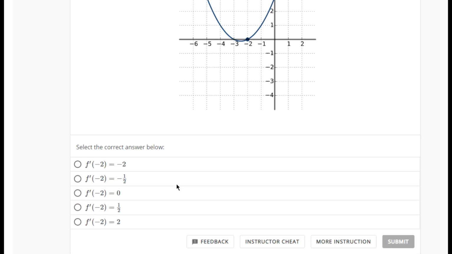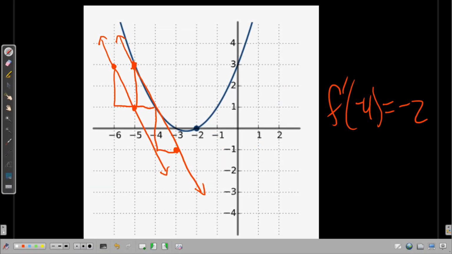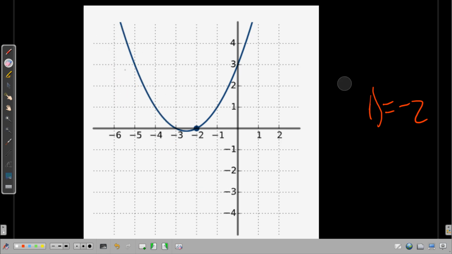Oh, geez, that's not even what they're asking me. I need to read this more carefully. It's asking me to estimate the derivative when x is -2, not find the point where the slope is -2. Sorry. So back to the drawing board here. They want us to estimate the slope of the tangent line at that dot. That makes more sense why they have that one dot there.